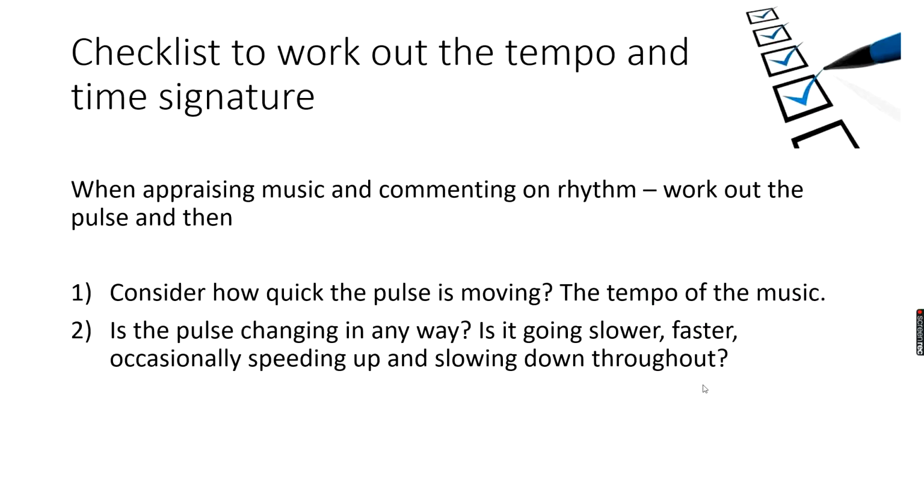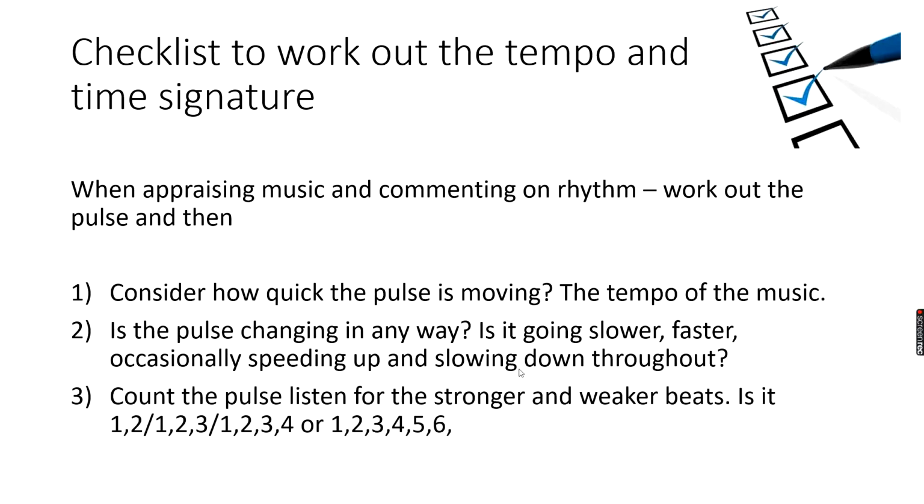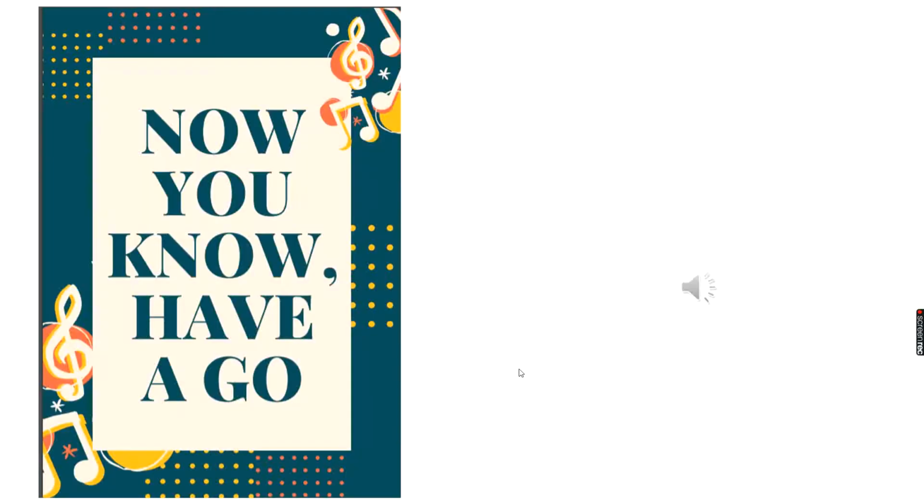Again, our little checklist: we need to consider the pulse, we need to consider any changes to the pulse, and then we need to consider the strong and weaker beats and be able to work out the time signature. And of course, by doing that, that's going to help us to work everything out. So now you know, let's give it a go.